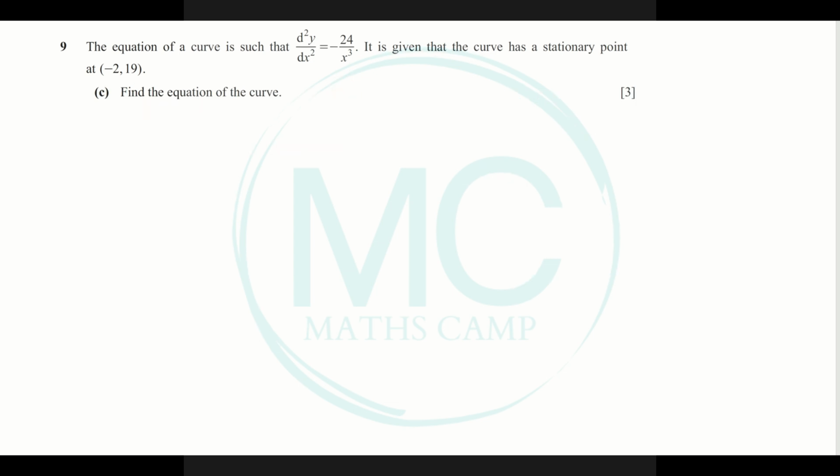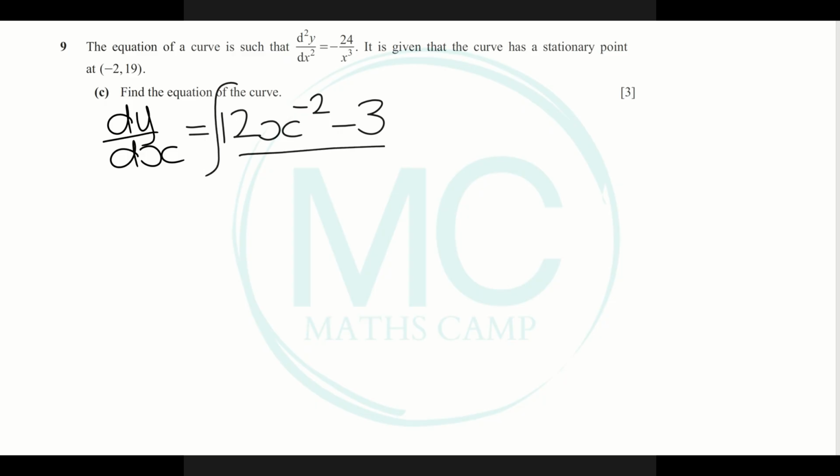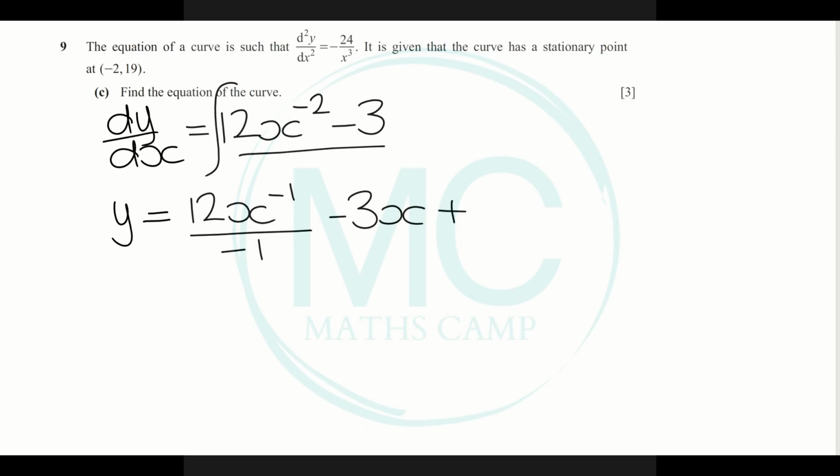Part C asks us to find the equation of the original curve. Now in part A, we found that the derivative dy over dx is equal to 12x with an exponent of -2 minus 3. To find the equation of the curve y, we need to integrate this equation. So we can say y is equal to 12 with an exponent of -2 plus 1 gives us -1, over -1. Our constant becomes our x term. It becomes minus 3x plus c. Now we can tidy this up and we get -12 x with an exponent of -1, minus 3x plus c.